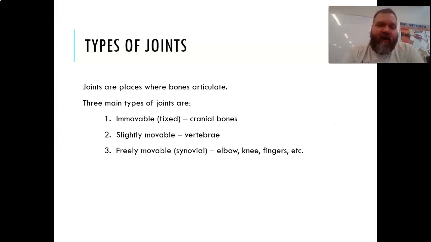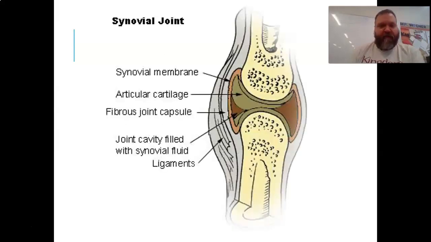Let's talk about joints. Joints are placed where bones articulate. Articulate is another fancy word for the joint, or where they come together. Three main types of joints are immovable joints, like the cranial bones, where my bones are just sewed together and don't move. Slightly movable, like the vertebrae, I can move them a little bit, but not a lot. And then finally, the freely movable or synovial, like my elbow, knee, finger, etc. Those are my freely movable or synovial joints.